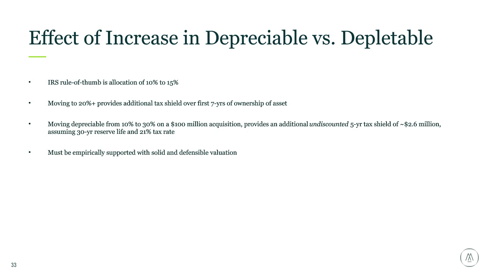So an example I give, moving depreciable from 10 to 30% in a $100 million deal provides an undiscounted 5-year shield of about $2.5 to $2.6 million, assuming a 30-year reserve life and 21% tax rate. Now, obviously, it was a greater effect when tax rate was 39.6 on these C corps.